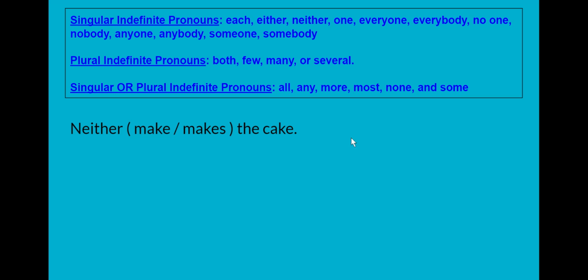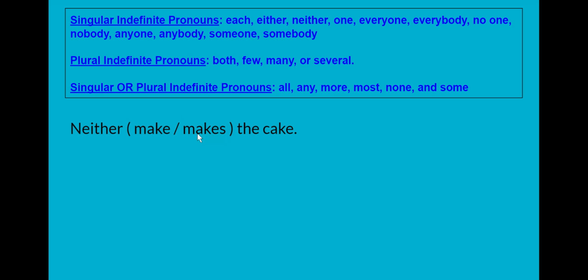Let's take a look at an example. Neither make or makes the cake. So neither is definitely an indefinite pronoun. I'm not sure how many people that's referring to. So I look up on my list here at the top. I use my little cheat sheet to find the word neither, and I see it right here. So that means it's a singular indefinite pronoun. So I need to use a singular verb.